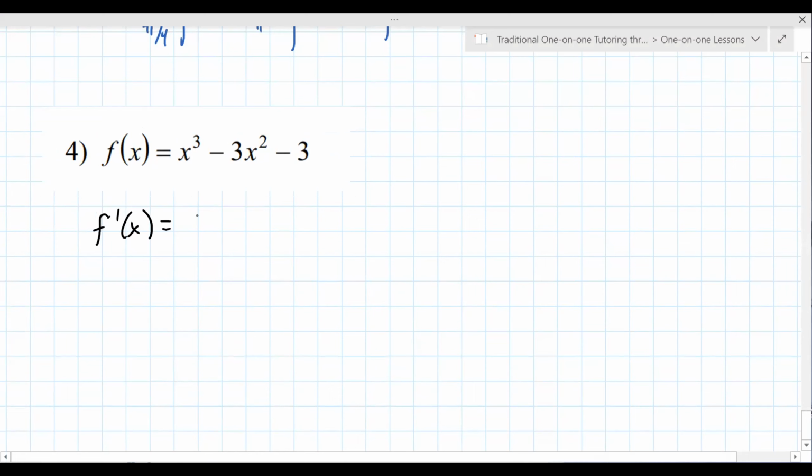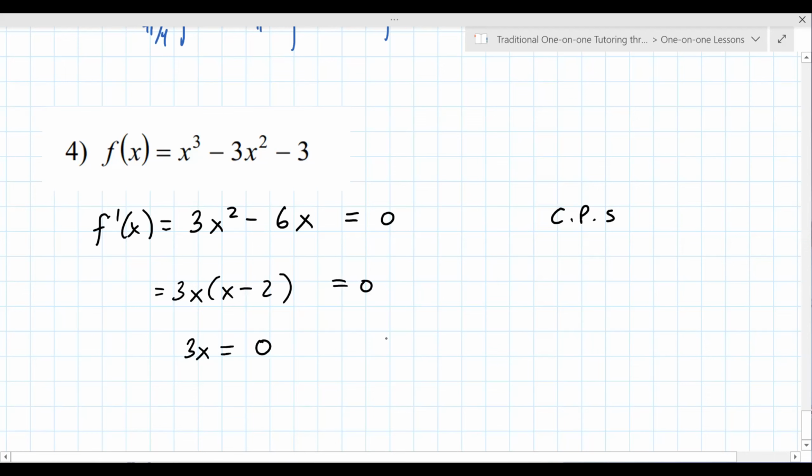Looks like 3x squared minus 6x. Let's set it equal to 0 and find the critical points. So what can you factor out of both? 3x and then x minus 2. And what is the critical point? Just 2? There's 2. You've got to set both of them equal to 0.